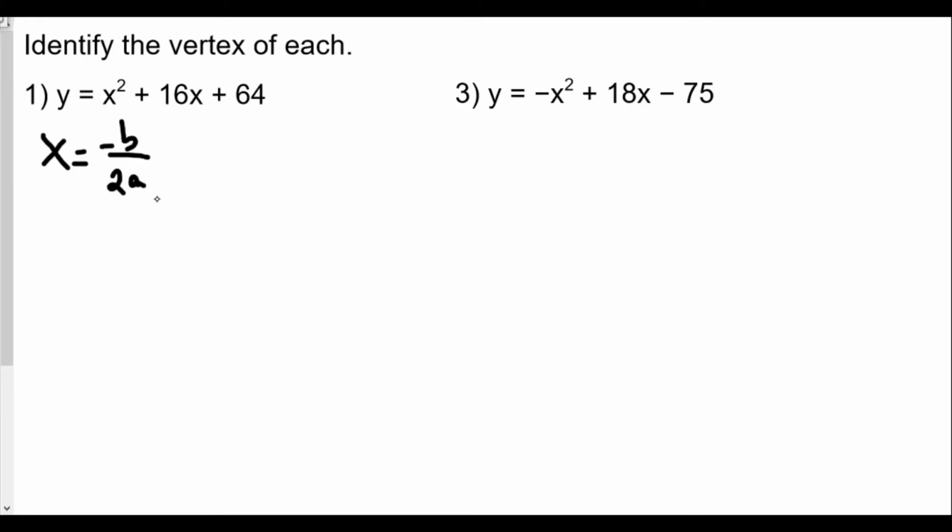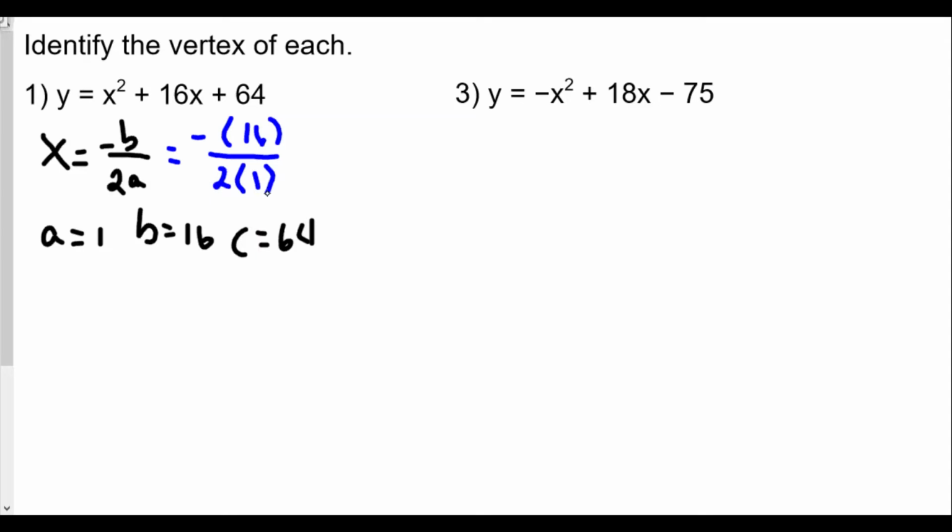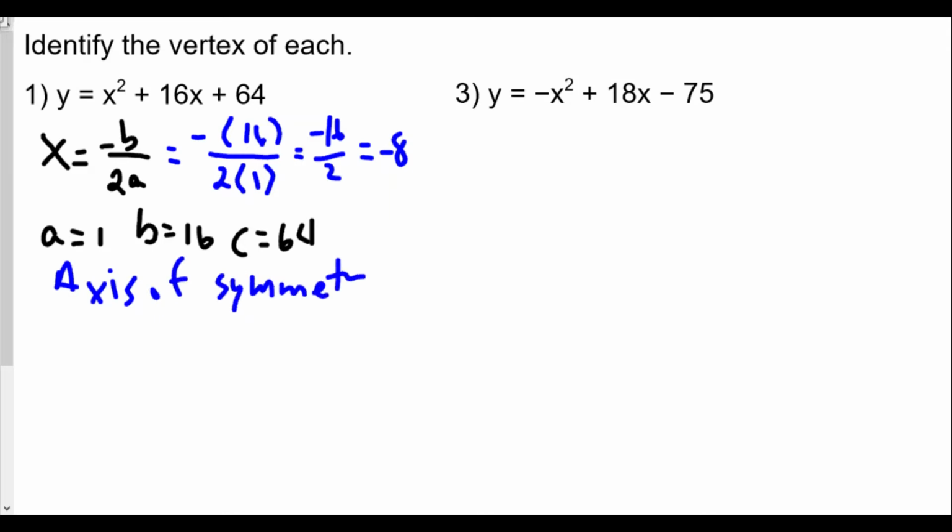We've talked about this in class and all, and so we identify in this case our a value is 1 for the first one, y equals x squared plus 16x plus 64, b equals 16, and c equals 64. And so for our formula, we're using b and a, so we're going to fill this in for negative 16 over 2 times 1. That gives us negative 16 over 2, and we get negative 8. So our axis of symmetry is x equals negative 8.